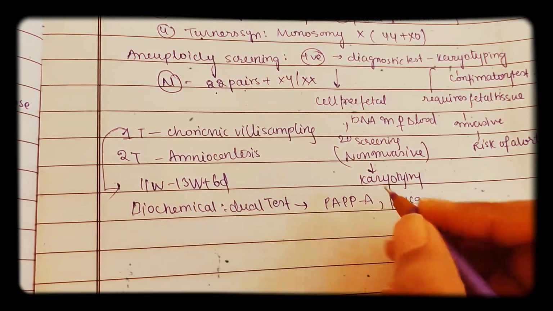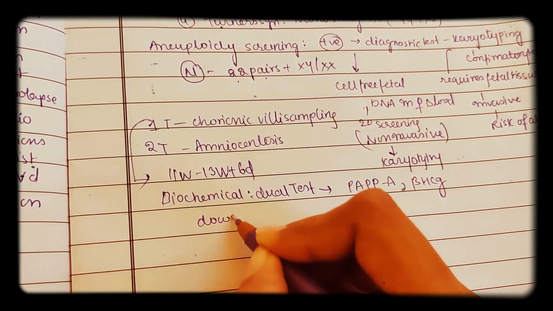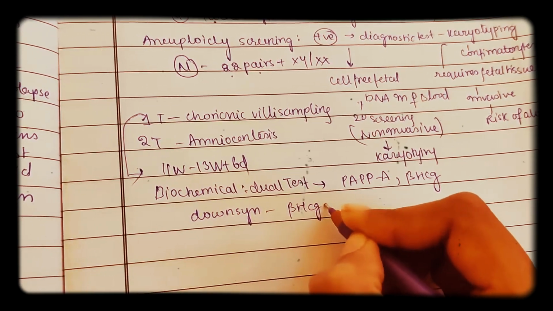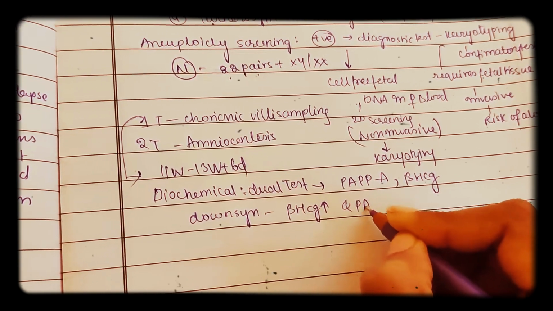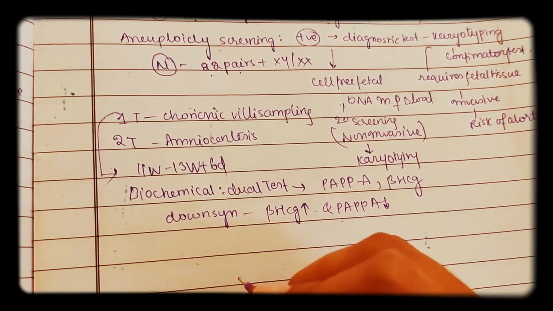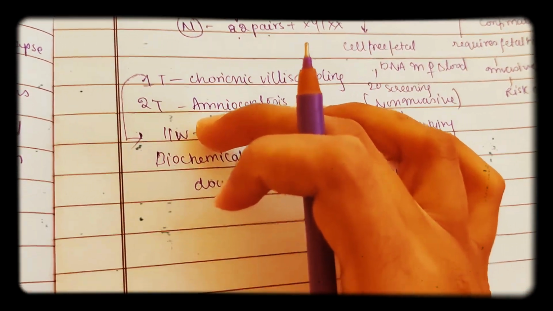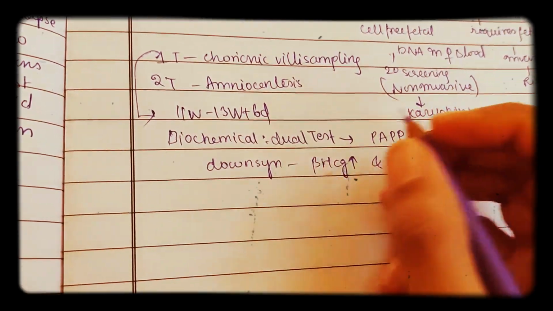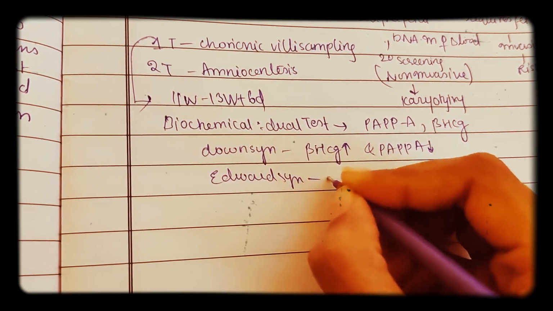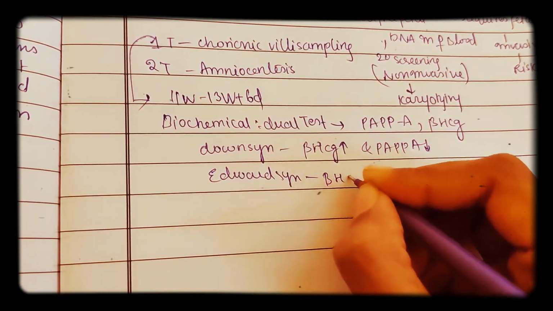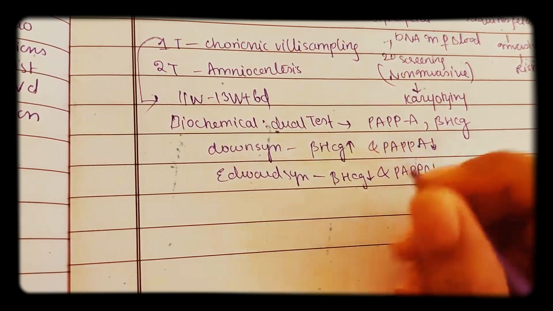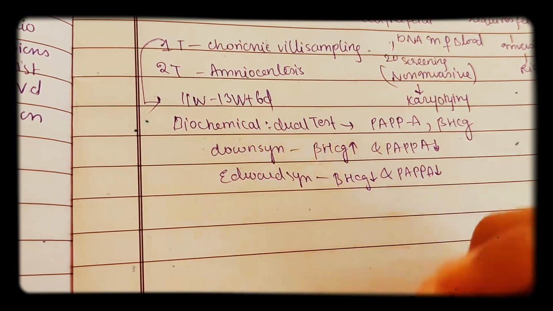Why are we doing this test? Because in Down syndrome, the beta-HCG levels will be very high and the pregnancy associated plasma protein A will be low. By this you can estimate that they may have Down syndrome. And in Edwards syndrome, the beta-HCG values are low, and the PAPP-A level is also low. Like this you can differentiate between Down syndrome and Edwards syndrome.